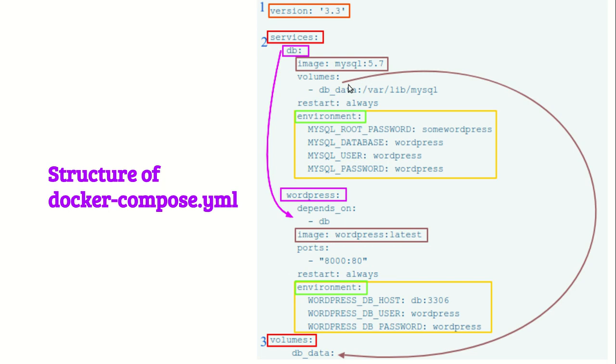The difference between the docker compose file format versions is the keys. With each new version of the docker compose file format, new keys have been introduced and some old keys have been deprecated. So in this docker compose file you can see there are two services that have been defined, DB and WordPress.